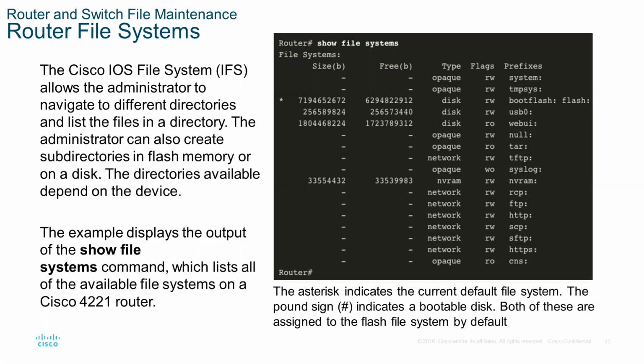So a show file systems command will list all the available files within the device. It'll tell us what flags it has, so whether it's read-write, write-only, read-only, whatever it happens to be. And then we have a clear list of all these lovely little prefixes that we can use to be able to get there. The asterisk indicates the current default file system in use, which is a boot flash/flash, so it's the disk.